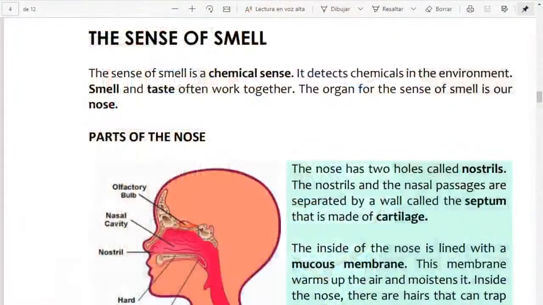Okay, so now please let's go to the text part, and you have there the new sense, the sense of smell. This is the second sense we are studying. This is a very interesting sense, and to better understand it, you have to understand the word chemistry. So the sense of smell is a chemical sense.